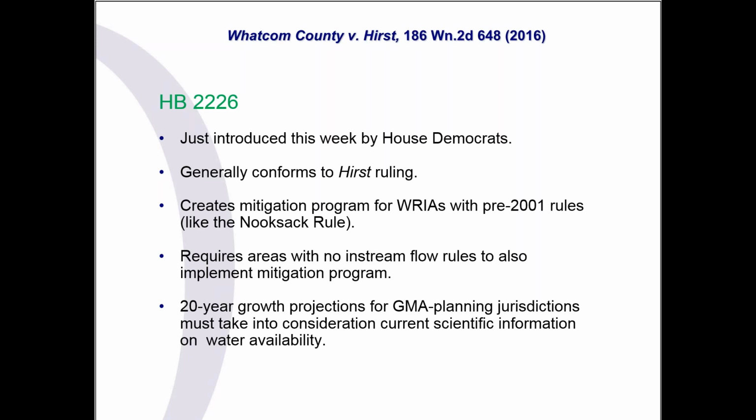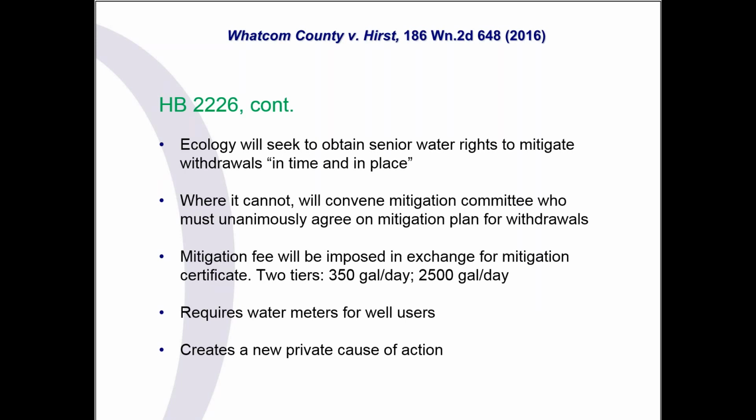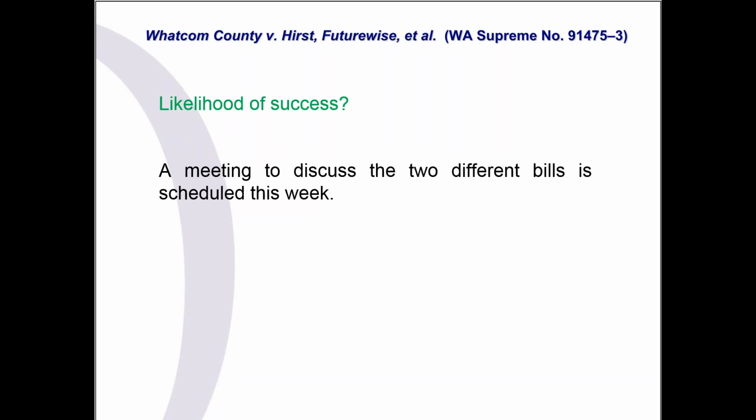Also requires that 20-year growth projections for GMA planning jurisdictions take into consideration current scientific information on water availability. And it also requires that ecology assist by trying to obtain rights to mitigate the withdrawals in time and in place, and where it can't, it'll convene a mitigation committee who will have to unanimously agree on mitigation for withdrawals from exempt wells. There will be a mitigation fee, also a requirement for water meters, and it does create a new private cause of action. And the likelihood of success, I am not sure. I understand that there is a meeting to discuss the two different bills this week. However, the two bills are quite different in nature, so it's not clear what, if anything, will ultimately be passed.